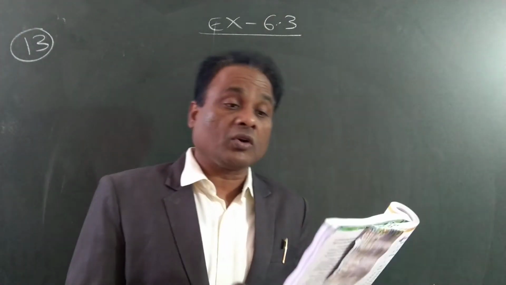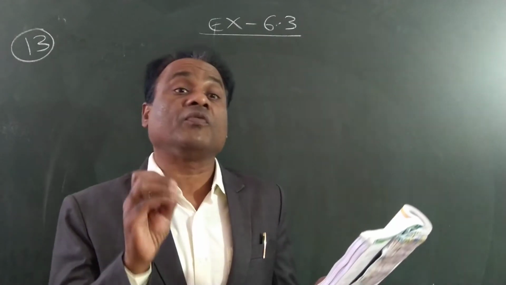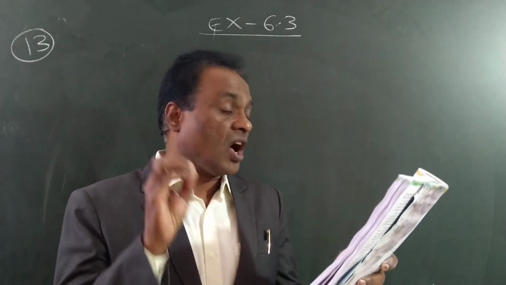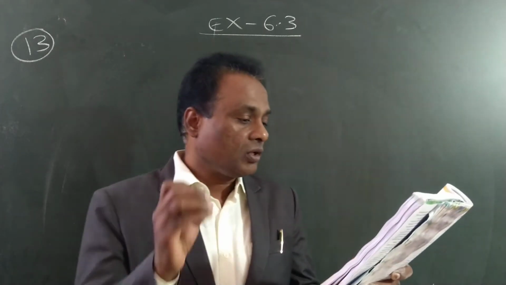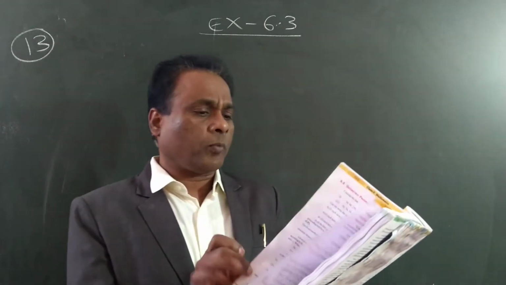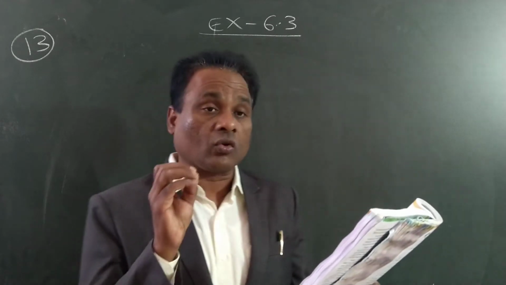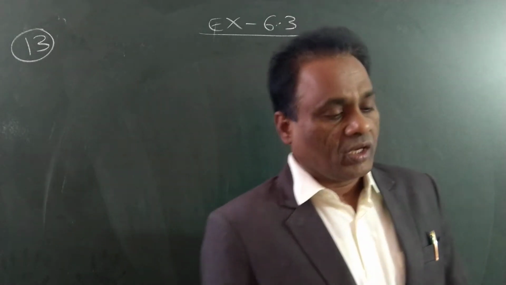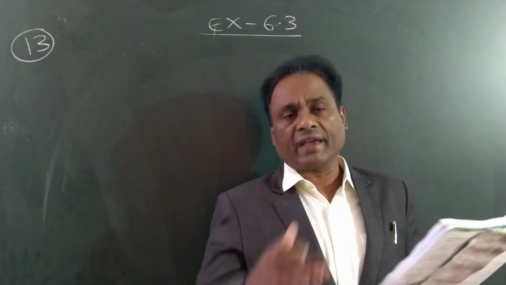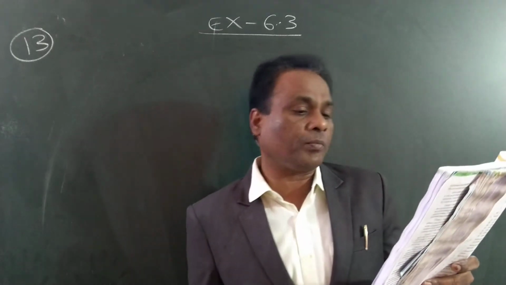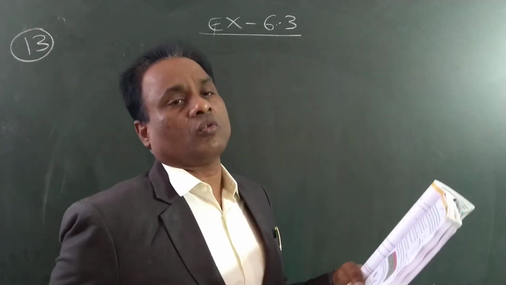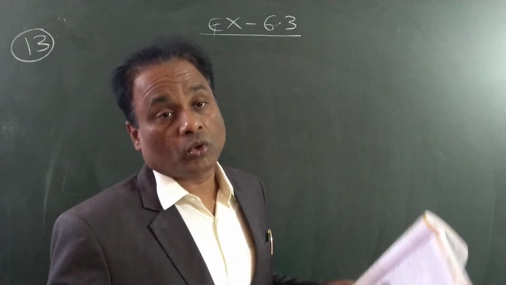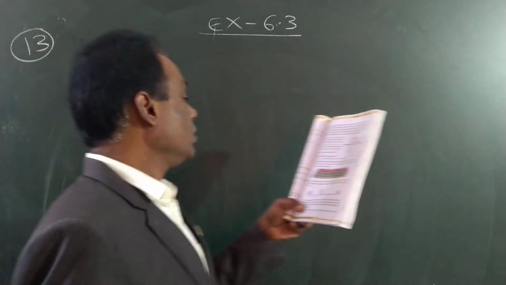In this textbook, open page number 151, all of you. In this 6.3 exercise, only 14 problems are there. 12 we completed, the 13th also I solved. Only the simplification part I left, so that I will do. And after that we will complete the 14th one, so that arithmetic progression will be over.